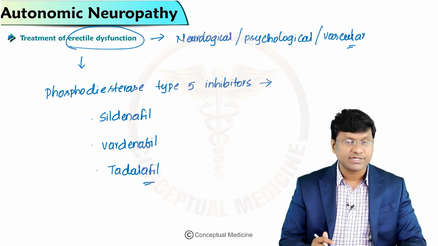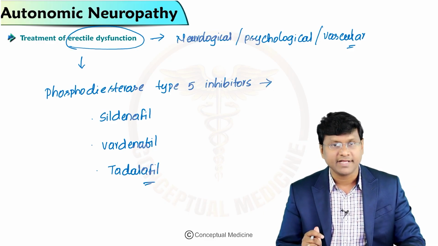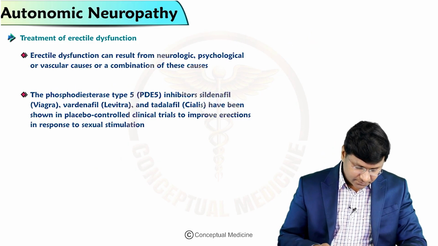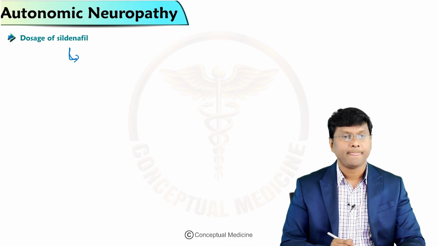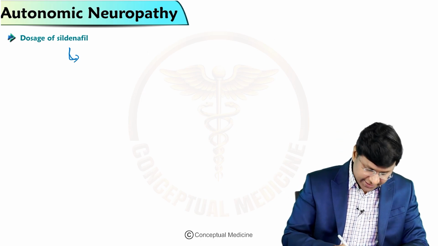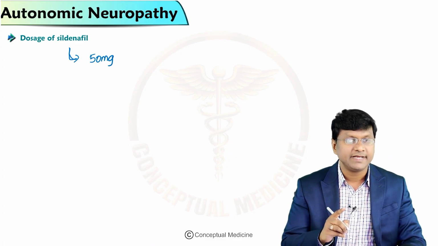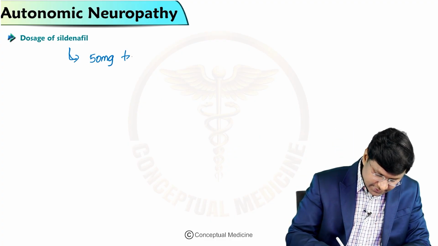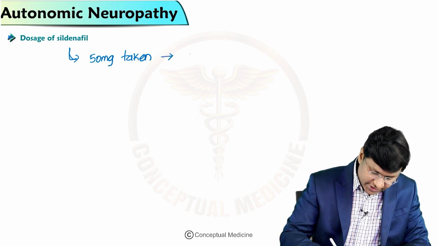These phosphodiesterase 5 inhibitors are also used in the treatment of pulmonary artery hypertension as well. Now, the dosage of sildenafil: the recommended dose for most patients is 1 tablet of 50 milligrams. This has to be taken approximately 1 hour before the sexual activity.